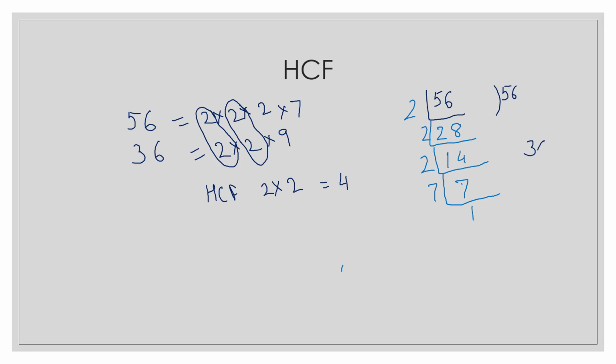So if it is 36, you will again do it 2. I have number 9 here, so 3. 3 and then 3 and then again 3 and then 1. Right, so then you will write it like this: 56 is equal to 2 into 2 into 3 into 3 into 1.